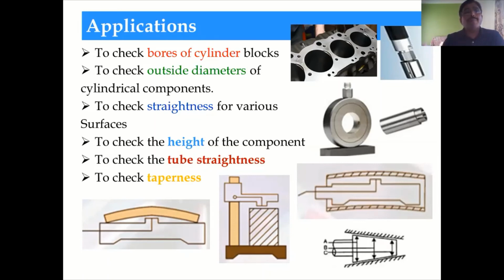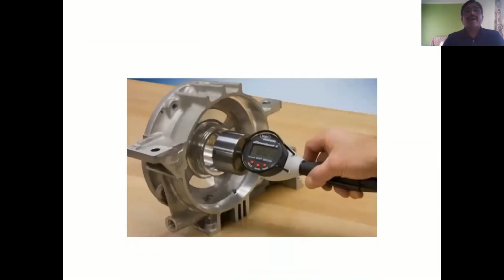So a number of applications are there for the pneumatic gauge, and it is mostly used to get more accuracy. Here also I have shown the example. We are inserting the plug gauge into the components, and we can check the roundness also, and the straightness of that component.